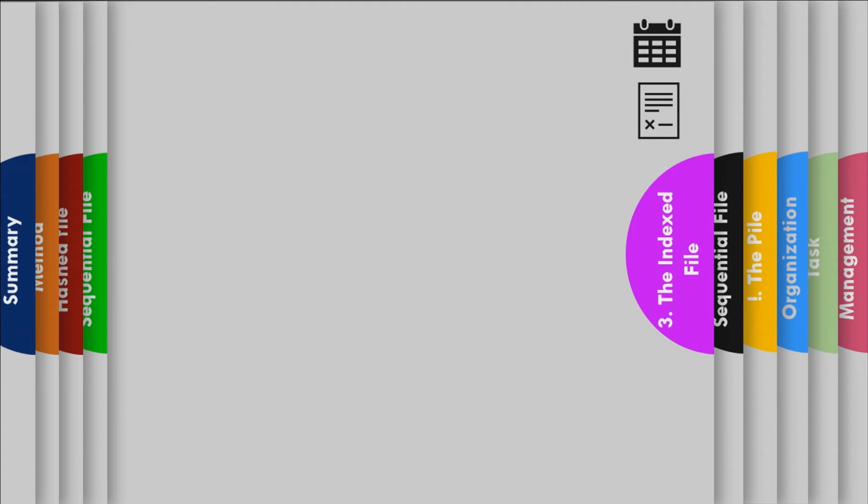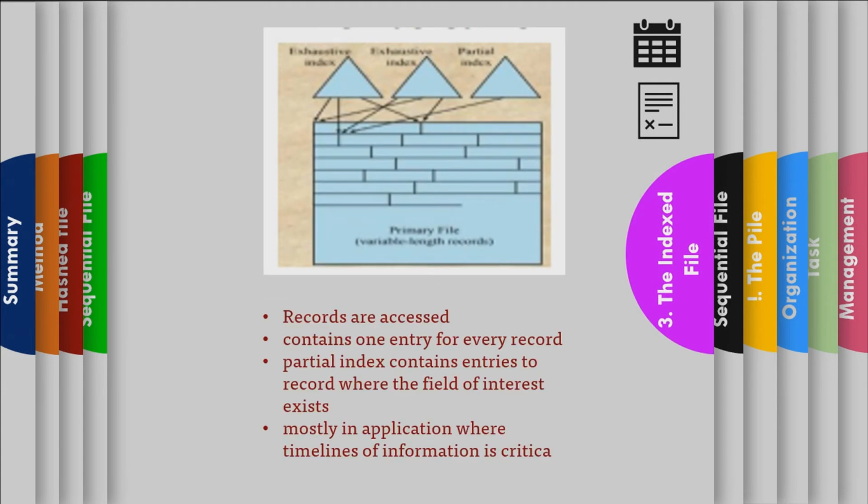Index file. The records are accessed only through their indexes and variable length records can be employed. An exhaustive index contains one entry for every record in the main file, while a partial index contains entries to records where the field of interest exists. It is used mostly in applications where timeliness of information is critical, for example, airline reservation systems and inventory control systems.